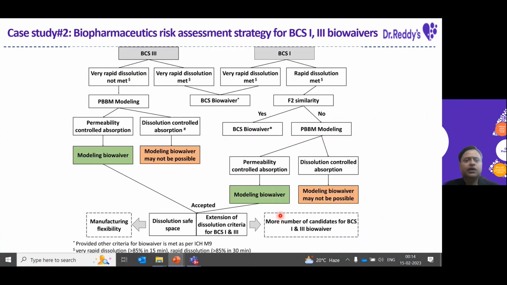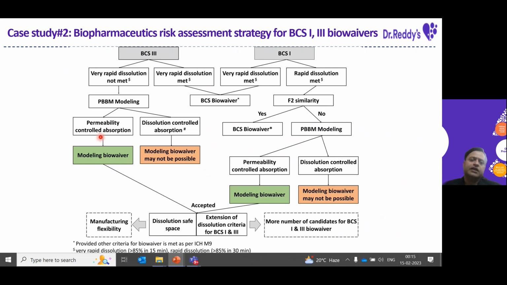Now we have talked primarily about the BCS class 1 and BCS class 3 compounds, where we could use PBBM modeling for biopharmaceutics risk assessment. And this decision tree is something which is nowadays being used and also recommended by the regulatory agencies to be followed.